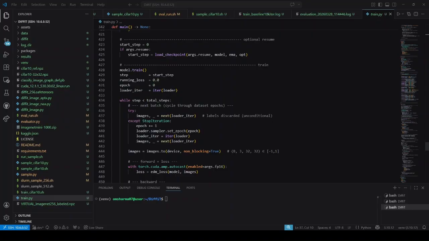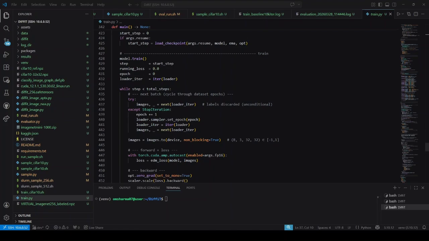When we generate samples or evaluate, we always use the EMA model, not the raw training weights. This gives us much smoother, higher quality results. We checkpoint every 1000 K images and generate a sample grid every 500 K images, so we can visually track the progress.